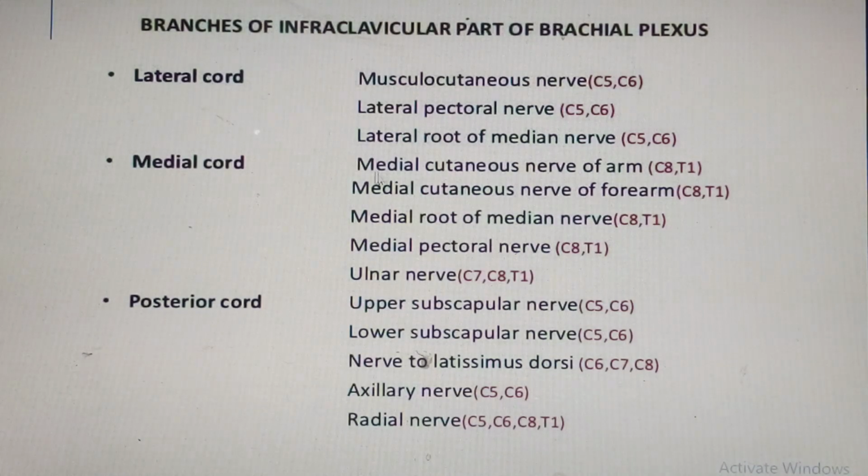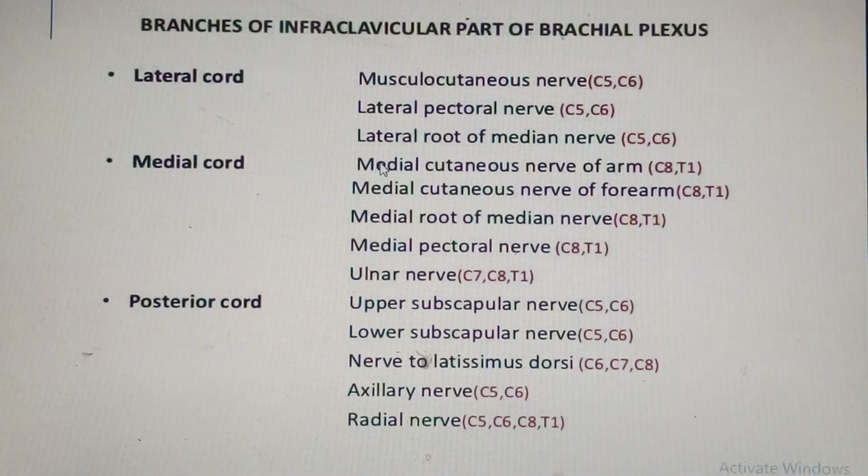So simple. If you go to that of the medial cord, then what will happen is that we are going to have 5 terminal branches. These 5 terminal branches also have the mnemonic M4U. So M4U, there are 4 M's and 1 U.